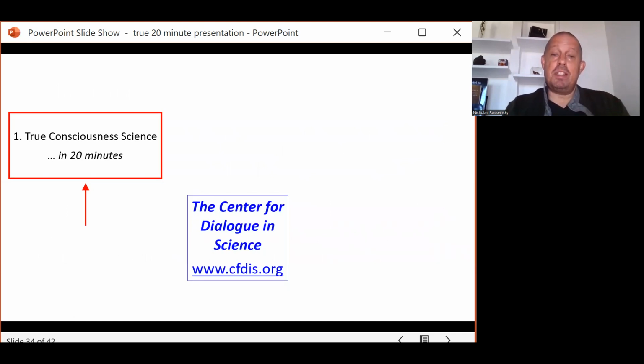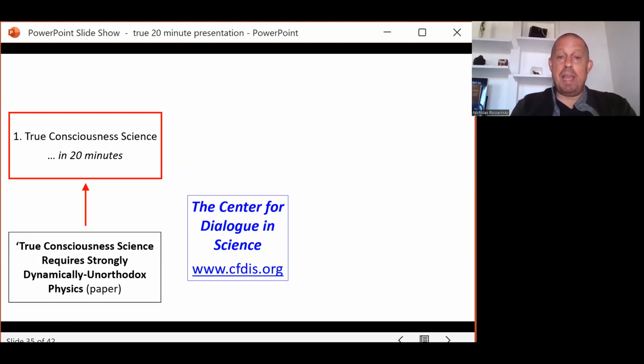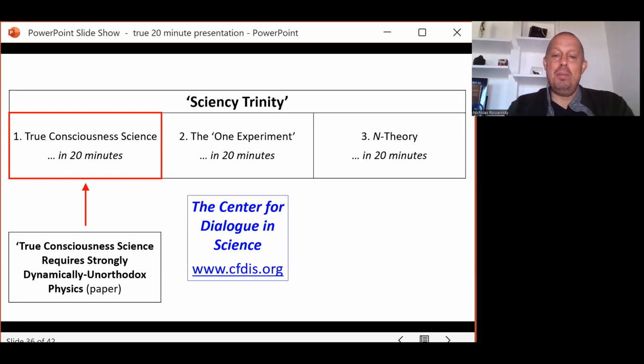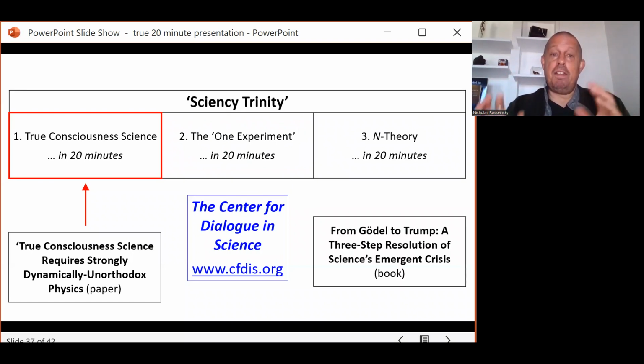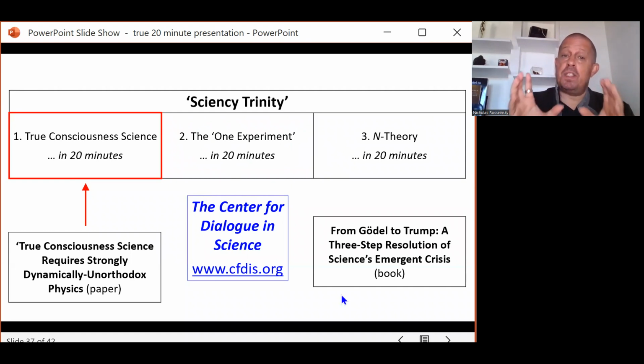So if you've enjoyed this presentation, please check out the paper that it talks about, obviously. You might also enjoy two other related presentations, and in particular, the one experiment presentation explains how to find out if reality is orthodox or unorthodox. And finally, for that expanded in detail exposition of all of this, including the experimental aspects and the implications for science, mentioned briefly in the paper, please check out the book From Gödel to Trump.